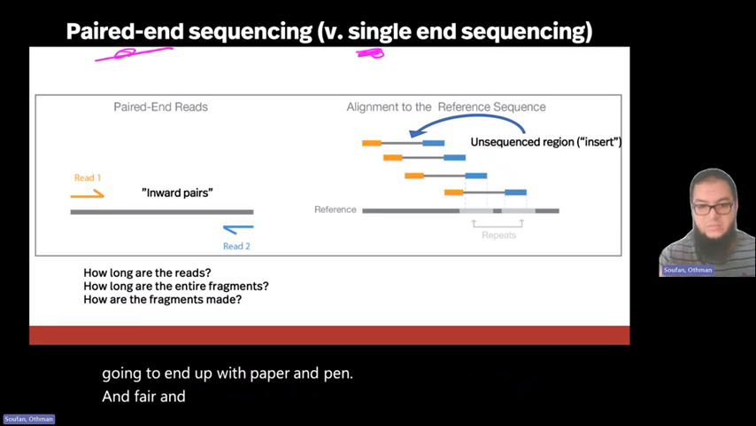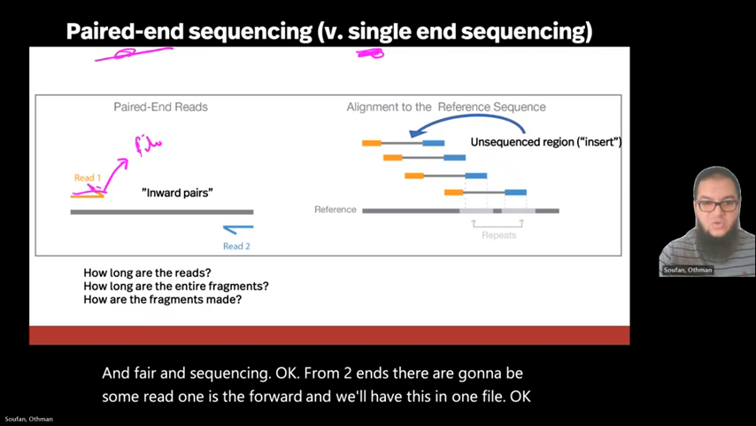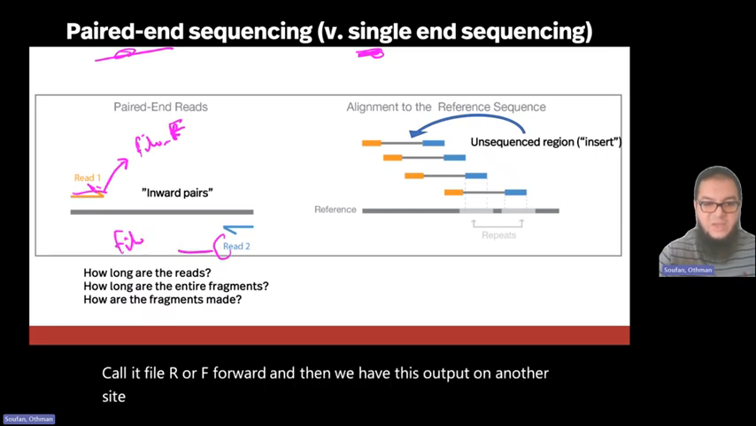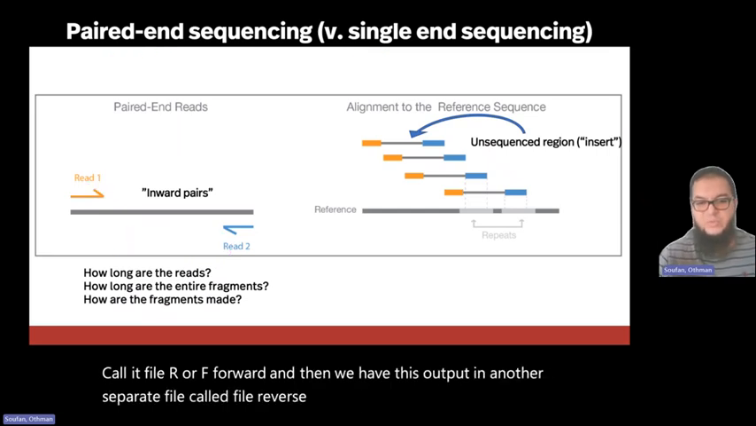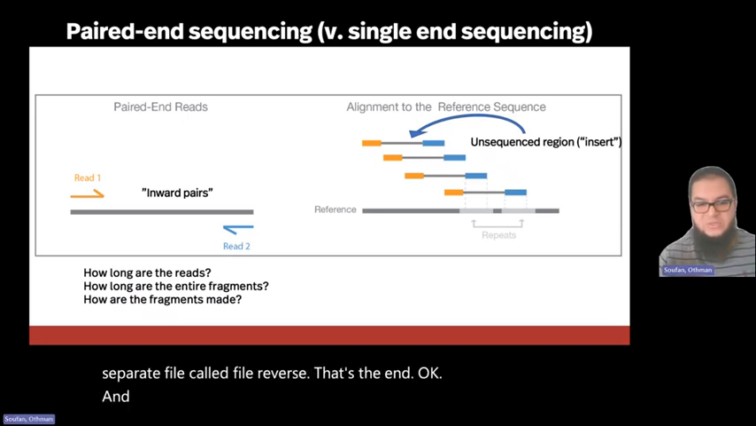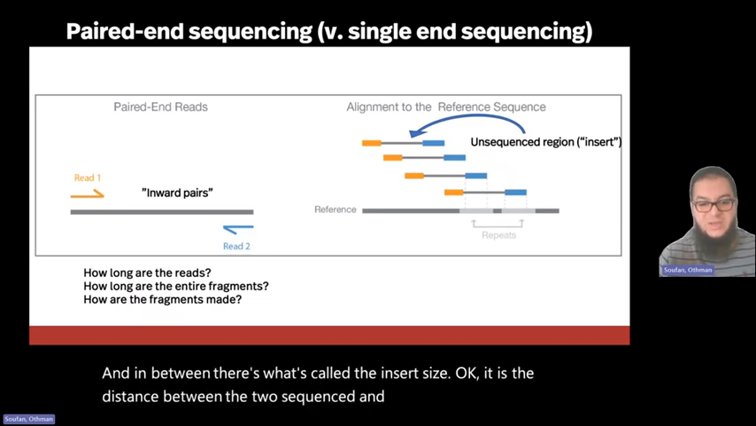So this is what we end up with in paired end sequencing. From the two ends there are going to be reads. One is the forward, and we will have this in one file, call it file forward, and then we will have the reverse output in another separate file. That's the paired end. In between there is what's called the insert size, the distance between the two sequenced ends, or the size of the fragment.